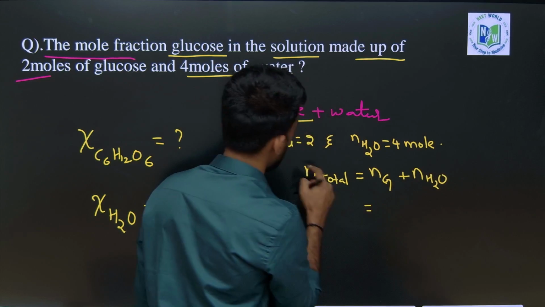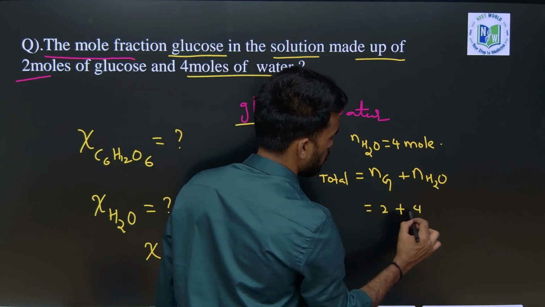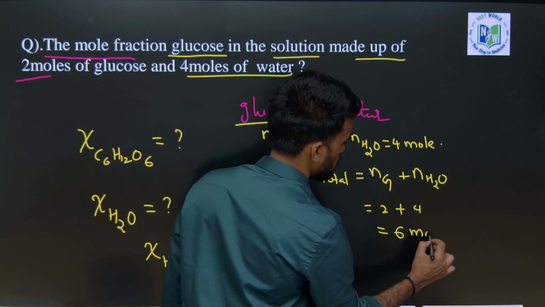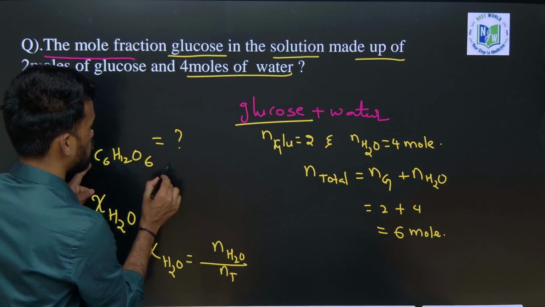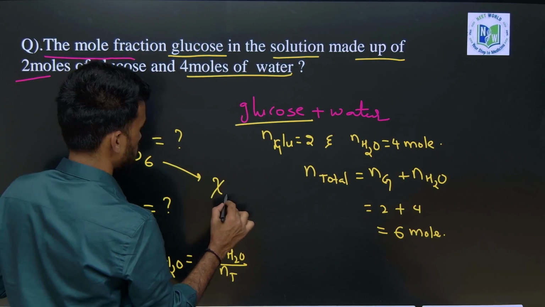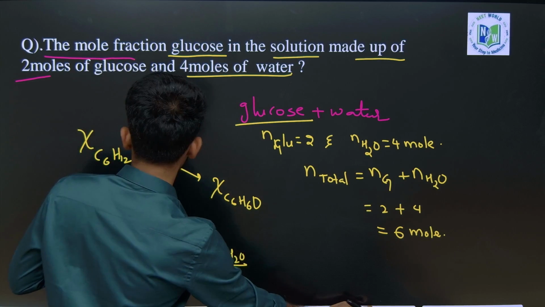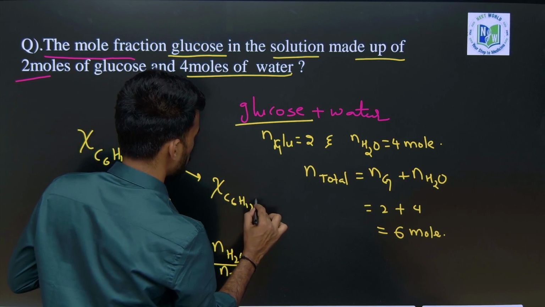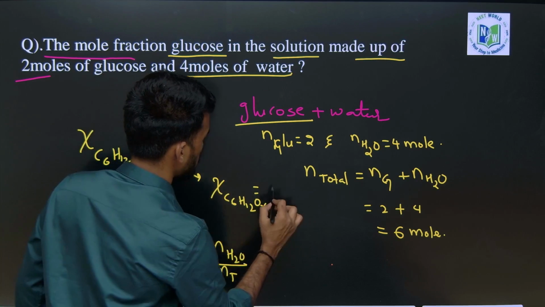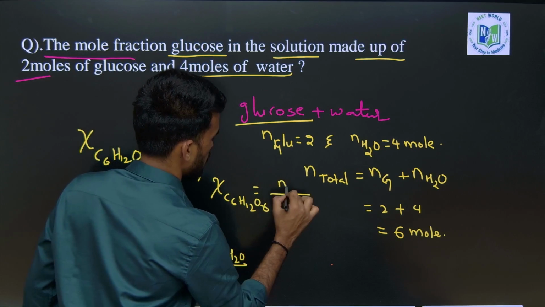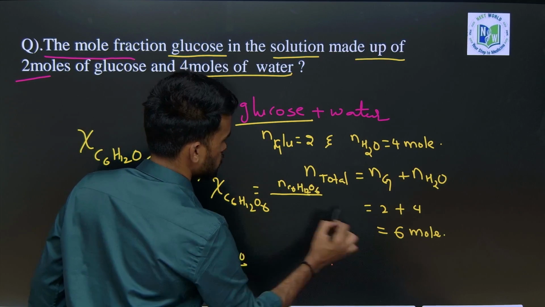So what is the number of moles of glucose we have? 2, and the number of moles of water we have is 4. So overall it will be 6 moles. So the total number of moles is 6. Okay, now for glucose, how do you write this? The mole fraction of C6H12O6 equals n C6H12O6 divided by n total.